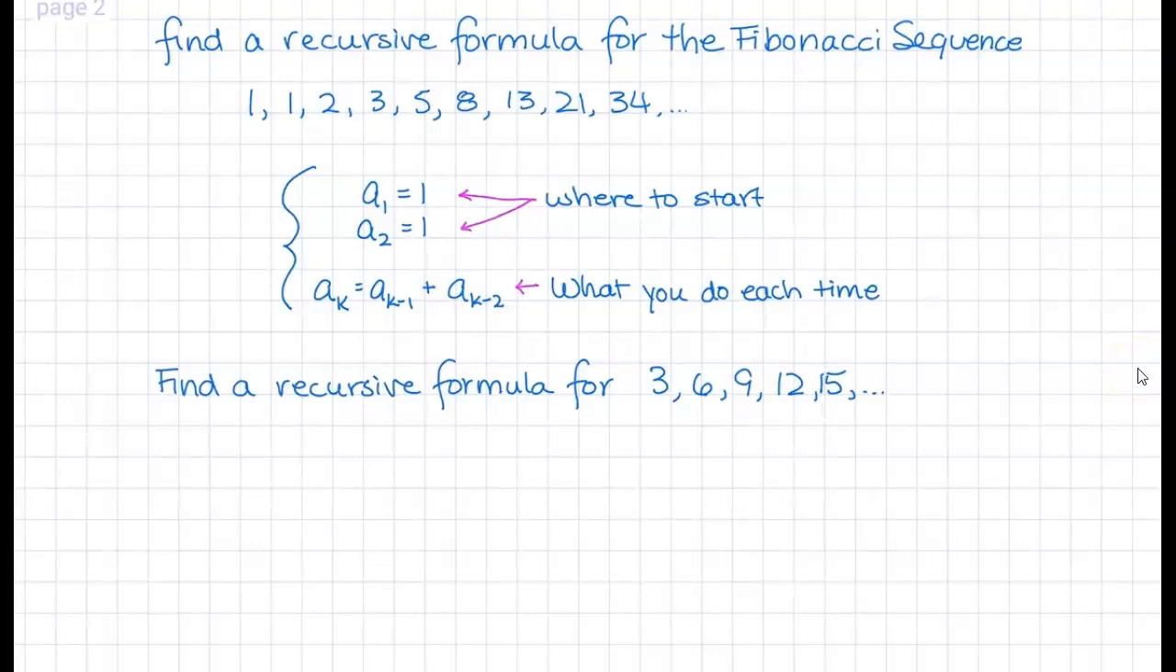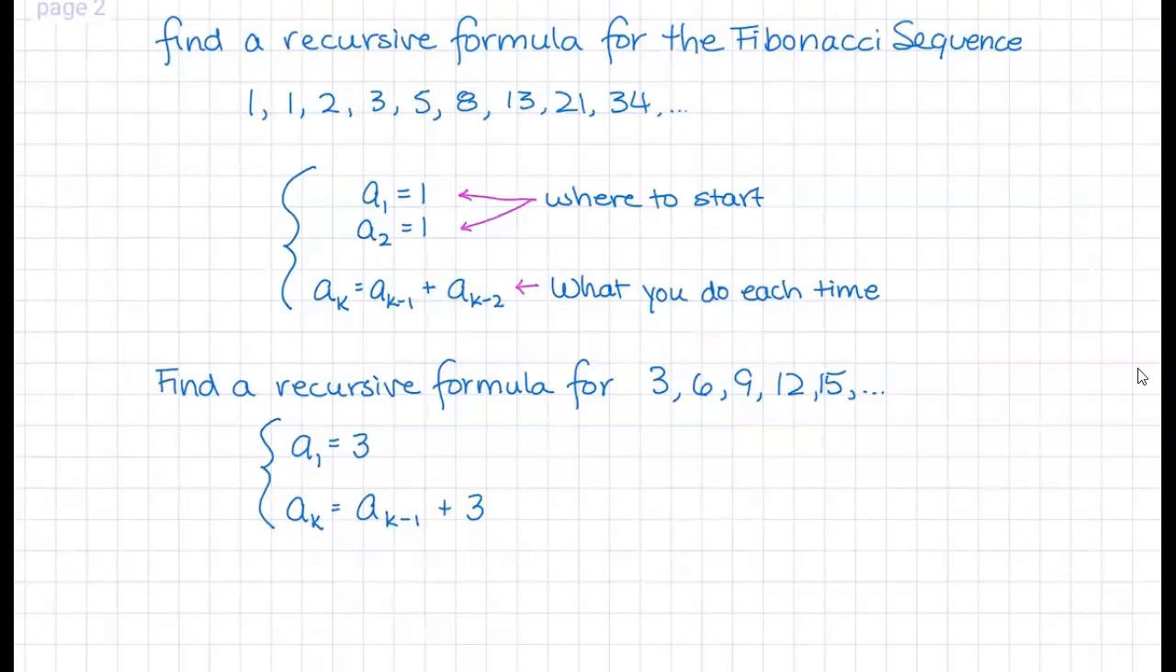So our recursive formula, we have to say where we're starting with. And in this case, we only need the first term. Once we know the first term, then each time we add 3. Now think about this. If you want, you can pause the video. But each term is the previous term plus 3. And there you go. That's the recursive formula.